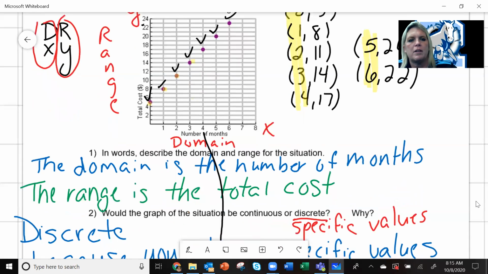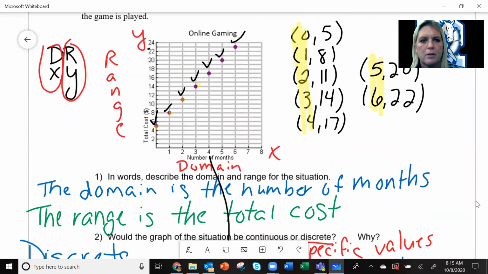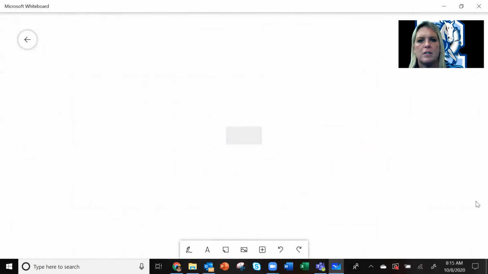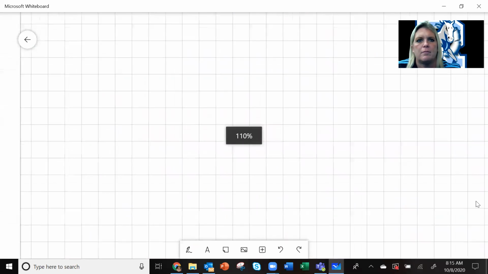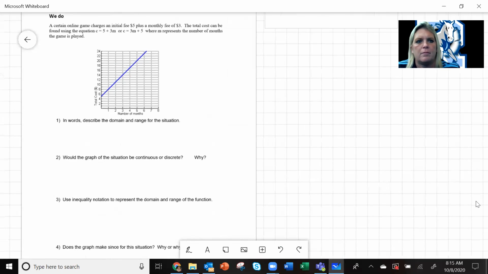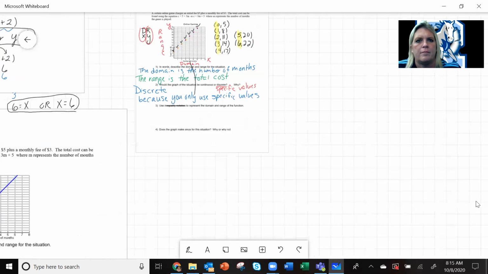So that's why when we go down here, let me see if I can zoom out a little bit. Oh, it always disappears when I do that. All right.